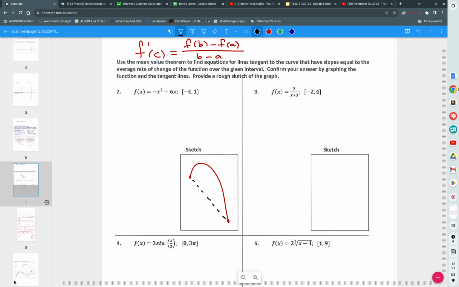Okay, Jojo, you ready? You tell me when I get to the spot on the graph where you feel like the slope of the tangent line would be the same as the slope of that secant line.